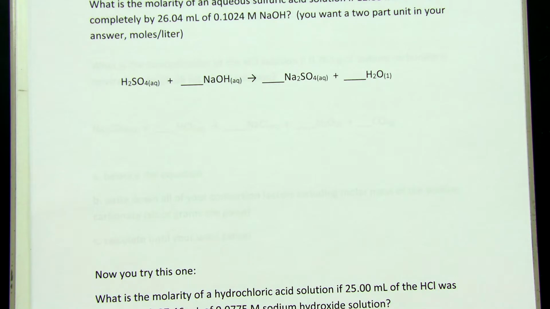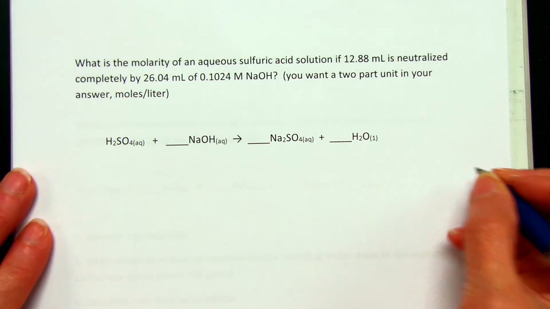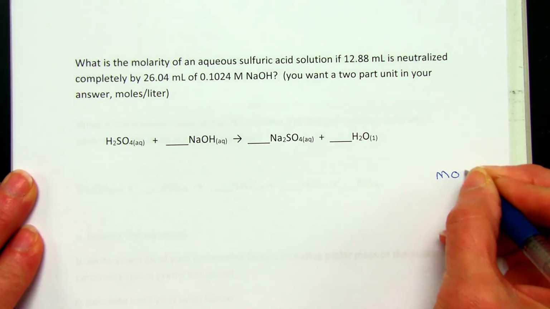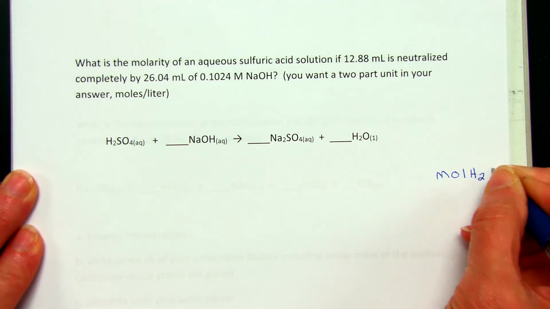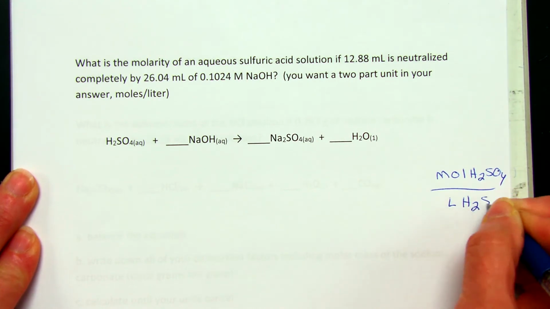On page 420, we see a different kind of problem. What is the molarity of an aqueous sulfuric acid solution if 12.88 milliliters is neutralized completely by 26.04 milliliters of 0.1024 molar sodium hydroxide? This is different than the others because now we're trying to calculate molarity, which is a two-part unit. So I want my answer in moles of H2SO4 per liter of H2SO4.